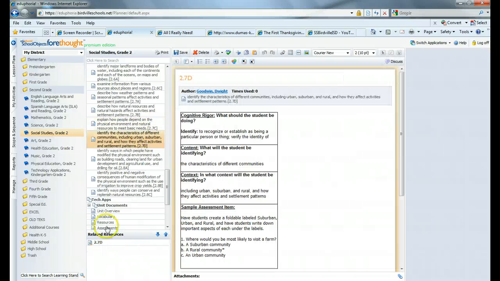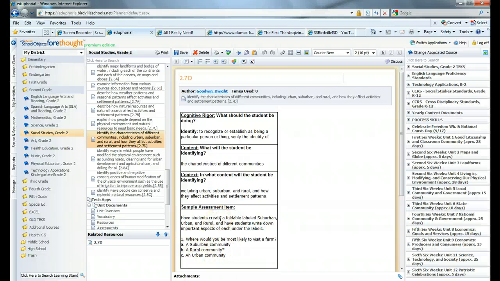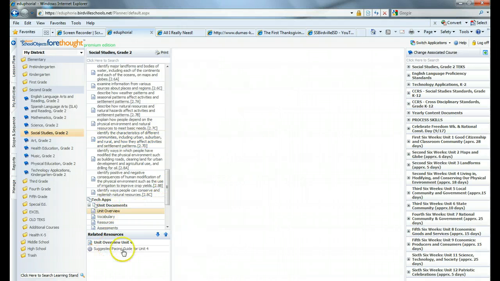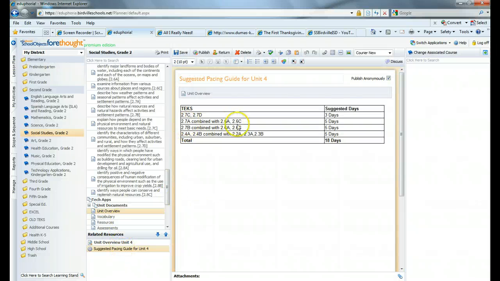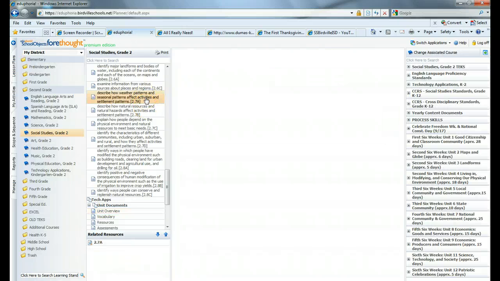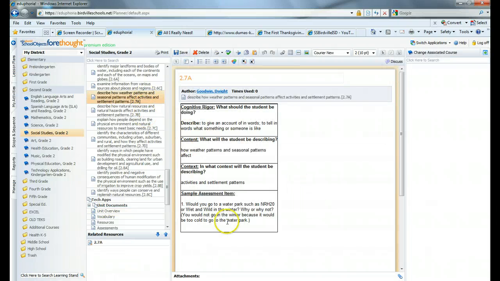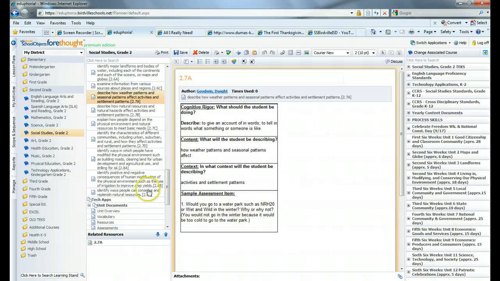On the urban, rural, you want to make sure that they use the vocabulary and can tell the different characteristics. So I wrote in my assessment question, where would you most likely have a farm? That would obviously be a rural community. So that's something that you'll want to go over with them. When you're going into your next area, after you finish that group, you'll go, oh, I got that one, 2.7a, weather patterns are here. You'll want to talk about, for example, and I have that example about the NRH2O.